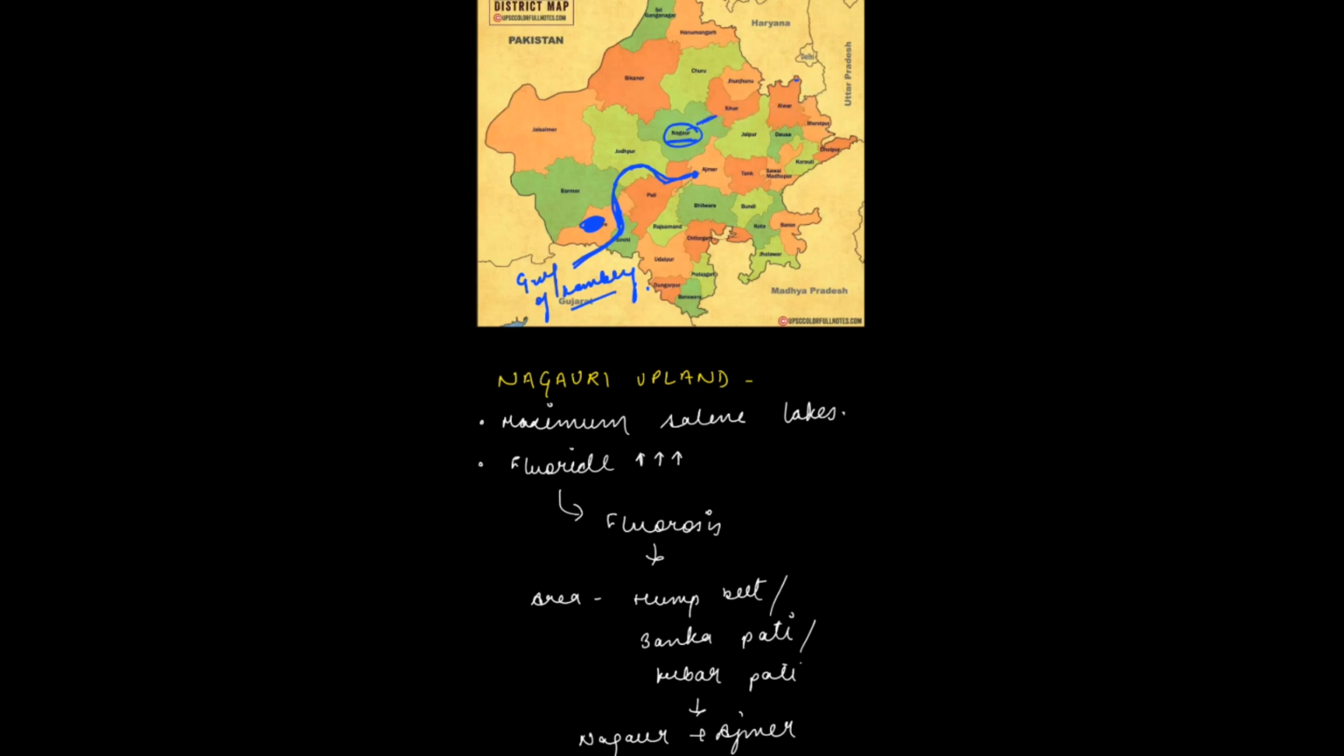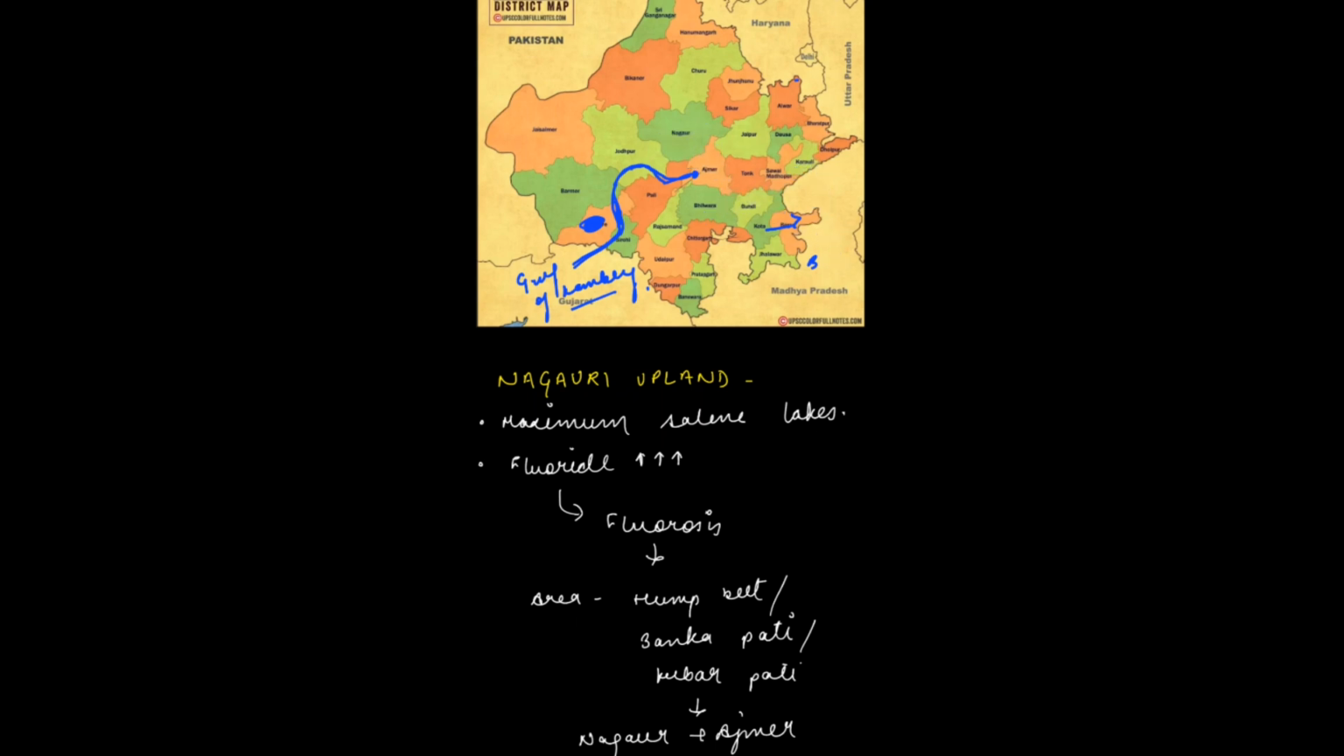And due to fluorosis, the spinal cord of people is inclined towards the gravity. That is, a hump-shaped spine, the straight spine is converted into a hump shape. This is known as the Kubad Patti, or we can say the Banka belt. Along with Nagaur, some part of Ajmer also falls in the Kubad Patti or the hump belt.